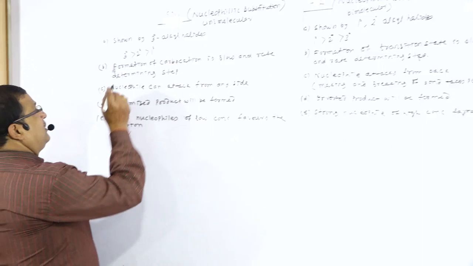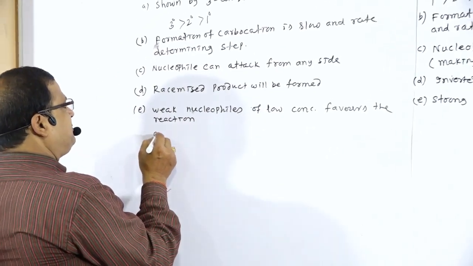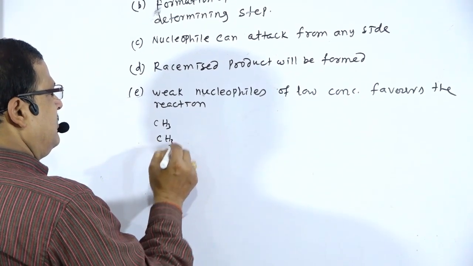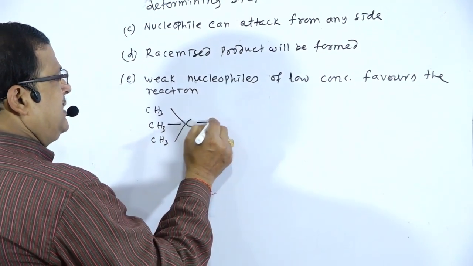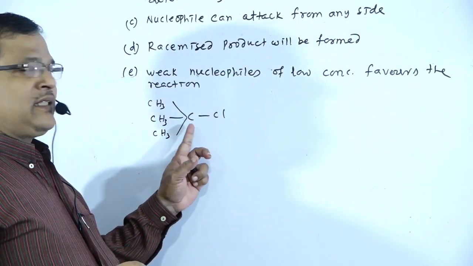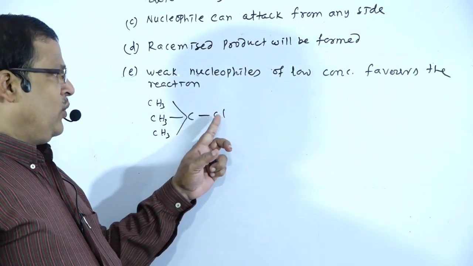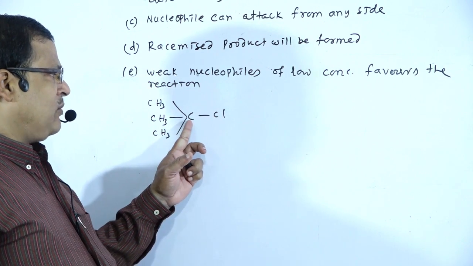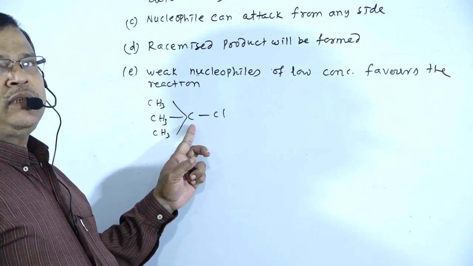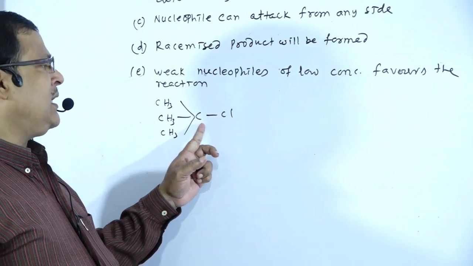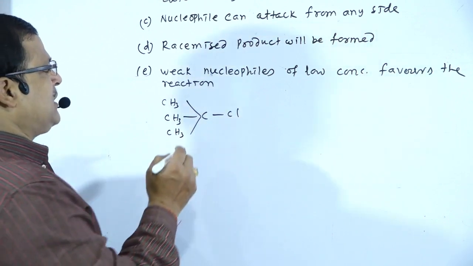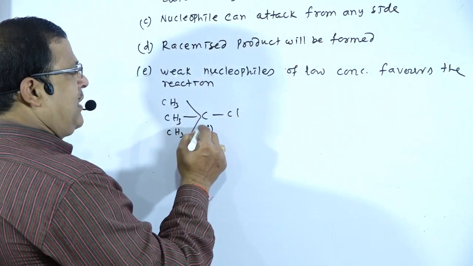For example, take a tertiary alkyl halide, tertiary butyl chloride. The chlorine atom is attached to a carbon atom which is directly linked to another 3 carbon atoms. Therefore, this is a tertiary alkyl halide, because the chlorine atom is linked to a tertiary carbon atom.